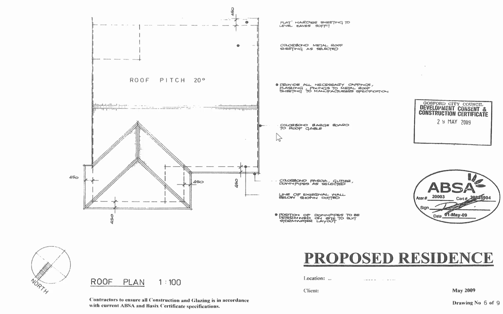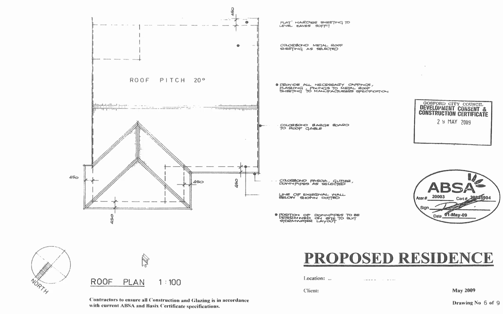Colorbond barge board to roof gable. I'll talk about that in the next drawing when we look at the elevations. Colorbond fascia, gutter, downpipes are selected. Same thing. The fascia boards are the same as a barge board. They're just in a different location. Line of external wall shown below shown dotted. That dotted line or dashed line that runs around here, you will recall, is our external wall, and this is the location of the garage in here, and that's our front entry, and there's our rear entry. We'll have a little deck off and stairs off the side there.